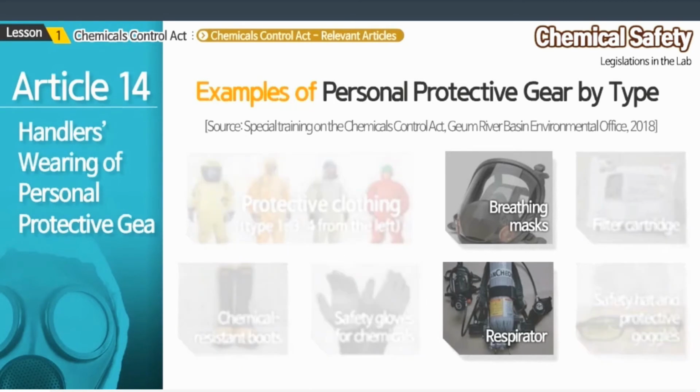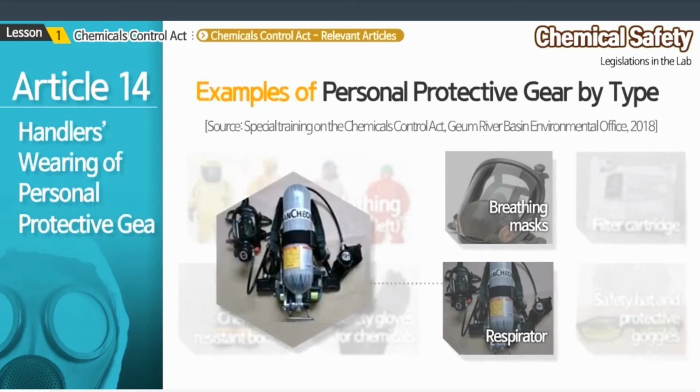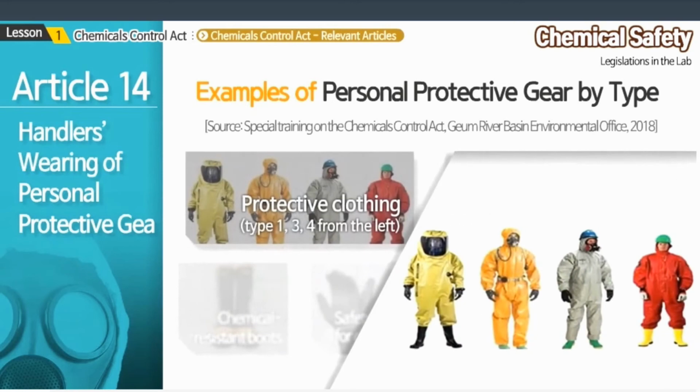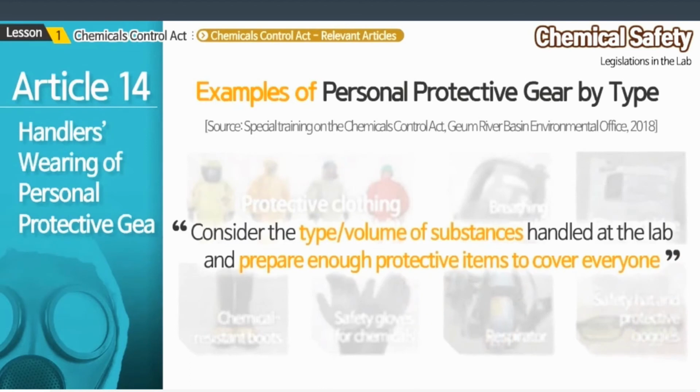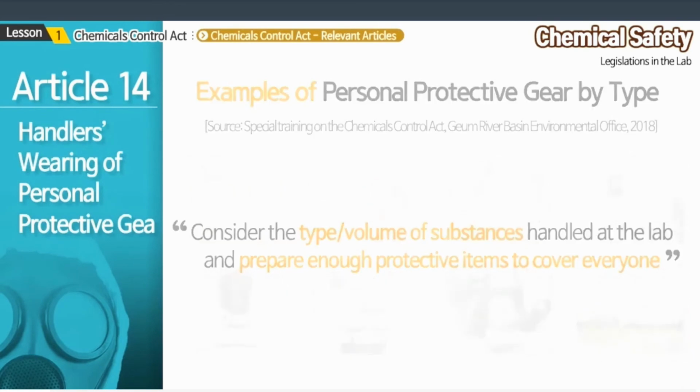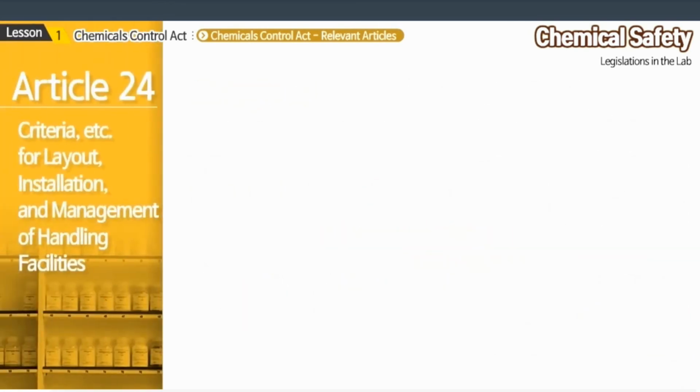Each lab must have full-face breathing masks, respirators, especially to contain leaks, and apply countermeasures as quickly as possible. And Type 1, 2 protective clothing. If countermeasures can be applied using Type 3, 4 protective clothing, replace Type 1, 2 with Type 3, 4 protective clothing. Therefore, each lab must consider the type and volume of substances it handles and prepare enough protective equipment to protect everyone.